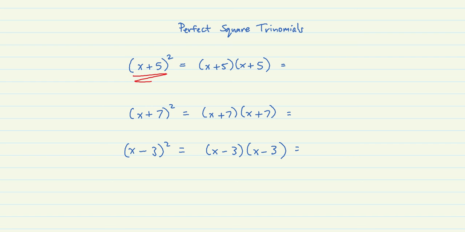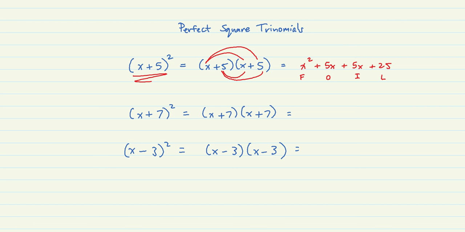So if I write out x plus 5 times x plus 5, just like I've done next to it, and I FOIL that out, I'm going to get x squared. My outside is going to be plus 5x. So first, outside. Then I'm going to do the inside, and I'm going to get another 5x. And then the end is going to be 5 times 5, which is 25.